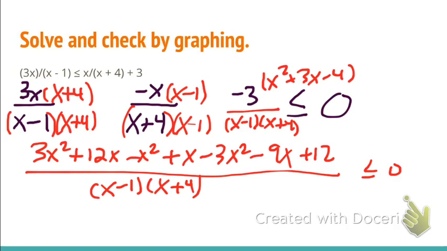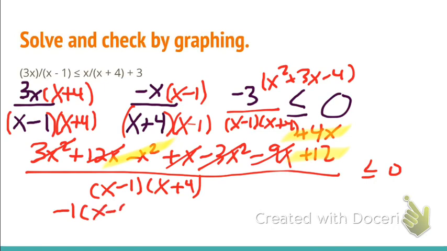So the numerator will cancel out, those cancel out, we get 12x minus 9x is 3x, and then plus x is 4x. So then we get negative x squared plus 4x plus 12. So that's going to factor. You factor out a negative 1, and then it's going to be x squared minus 4x minus 12.